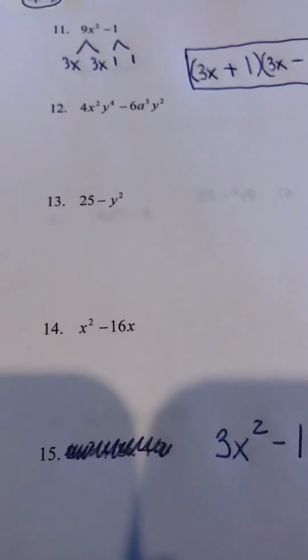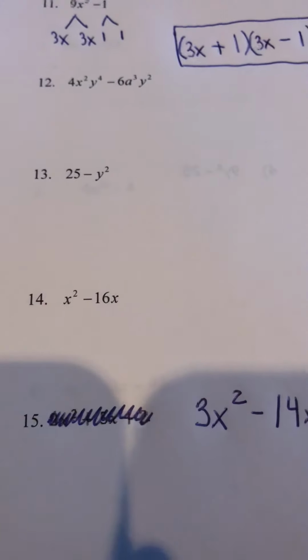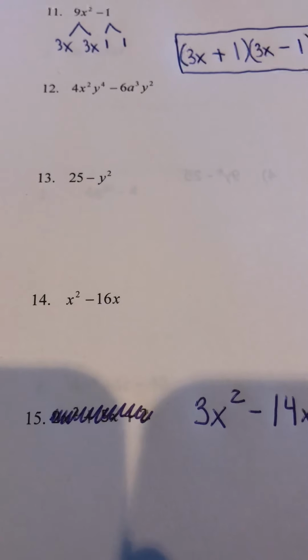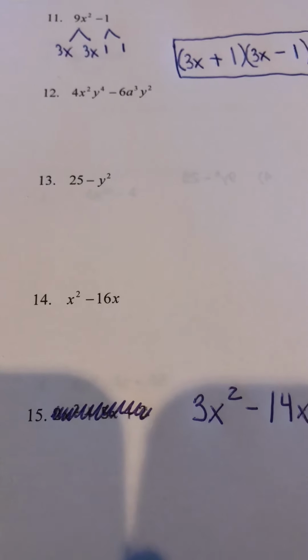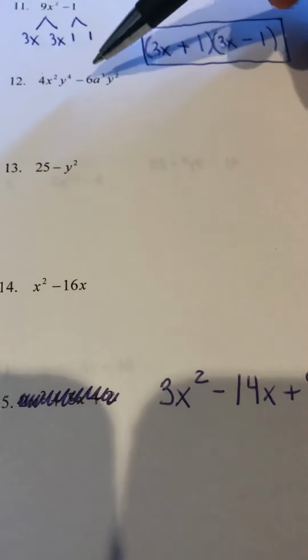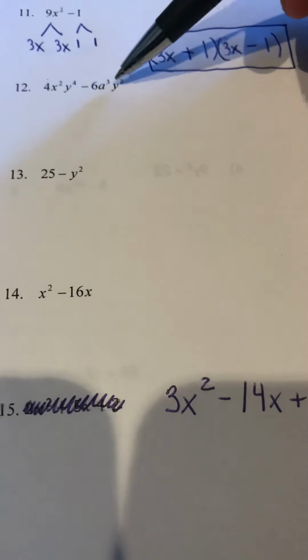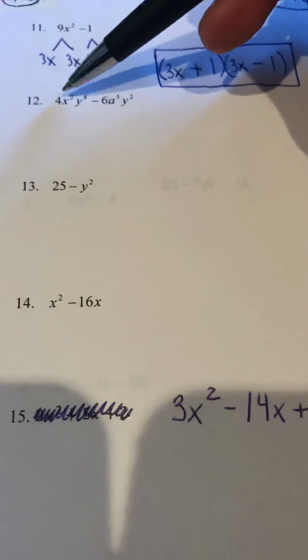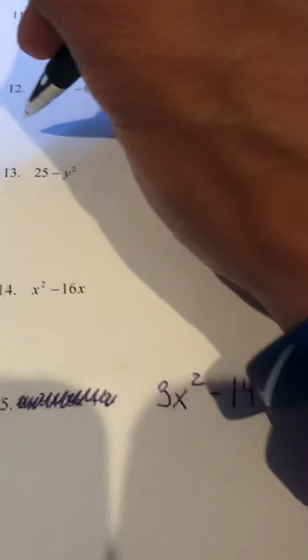The next one we're going to take a look at is number 12. For number 12, we have two terms. Always look for a GCF first. And we do have a GCF. We have a common number in 4 and 6. We have a common variable with y. The biggest number that divides into both 4 and 6 would be 2.